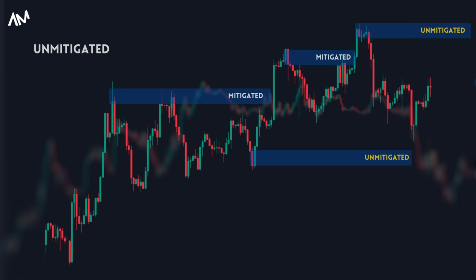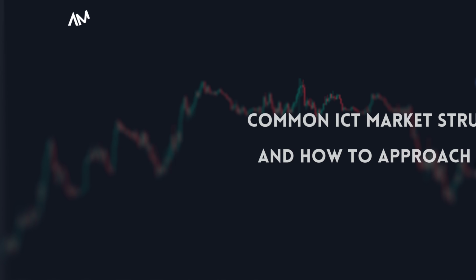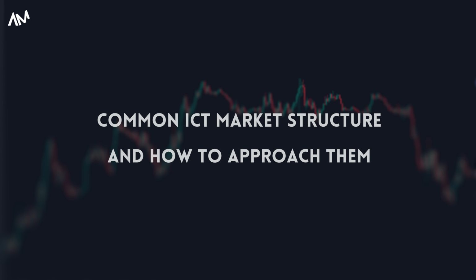Supply and demand zones are one-time use, so zones that have been mitigated before are no longer considered valid for us. If a zone lacks any of these criteria, it will not be considered a valid supply or demand. Now I will show you some of the common ICT market structure patterns and how to approach them.